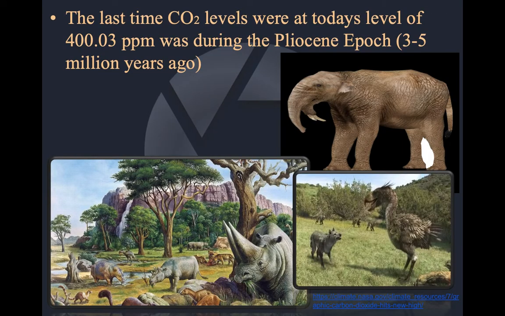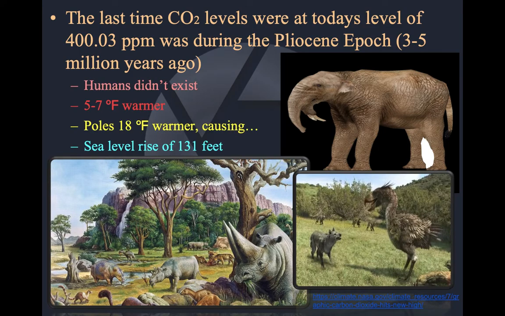The last time CO2 levels were at today's level of about 400 parts per million was the Pliocene epoch, okay? And at this time, humans didn't exist. Global temperature was about 5 to 7 degrees warmer. And what that meant was sea level at that time was 131 feet higher. Imagine the effect that would have on the Earth currently, okay?